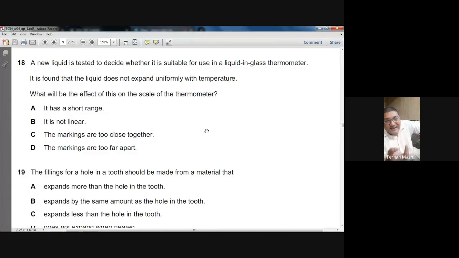It's a technical thing. It will be no more linear. It means the spacing between the degrees will be no more the same throughout the thermometer. That scale will be no more linear. So, what's the choice? B part. B is the right answer. This is a little new thing, okay? So, B is the right choice. The scale will be no more linear.